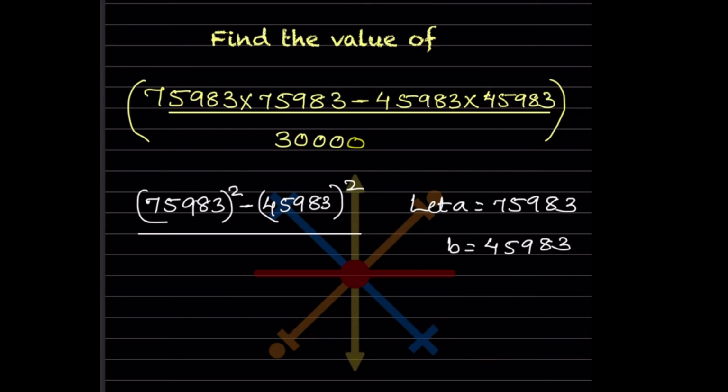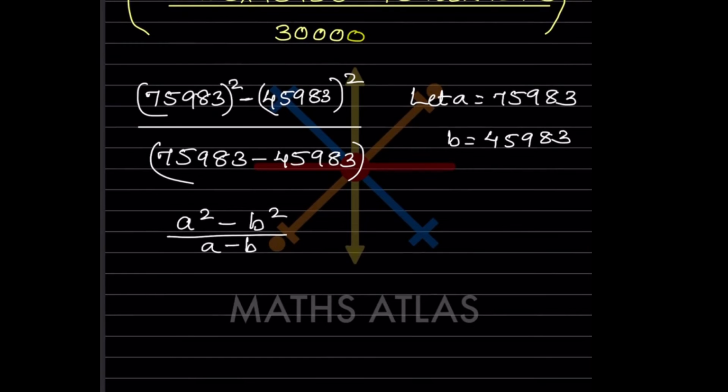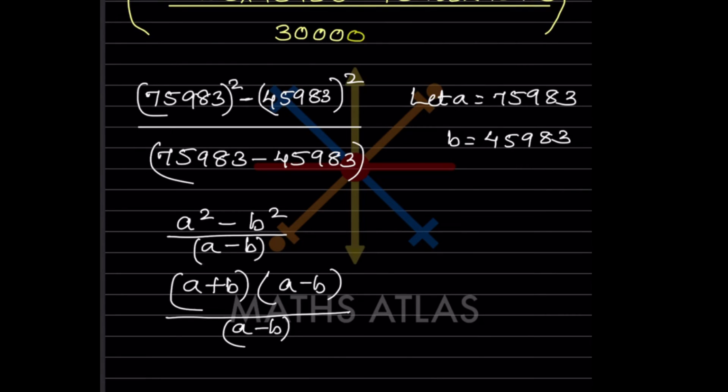So we can also write this as 75983 minus 45983 for 30,000. We can write this number. So now what will you write here? You know this is a square minus b square, and the denominator is a minus b. As I told you, for the identity a square minus b square you can write a plus b and a minus b. And the denominator is a minus b. You can also put a bracket over here.